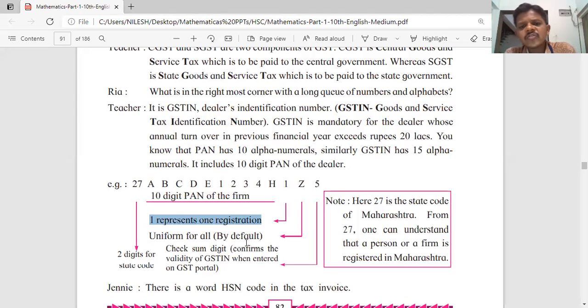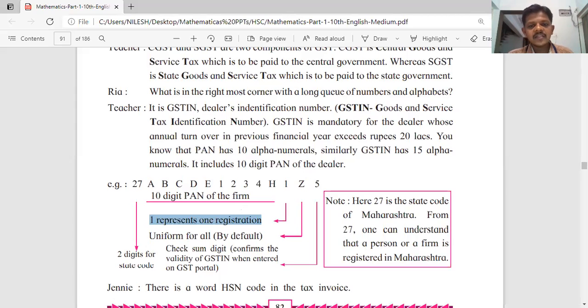So again, everybody has a different number over here. Someone will have 4, 6, 5, 7, 2, 1, 3, any number it can have. Total 15: the 10-character PAN number, that is 5 alphabets, 4 numericals, 1 more alphabet. So the 10-character PAN number plus the 2-digit state code makes 12, and 1 and Z are by default for all of them, making 13, 14, and the last number will change for everybody.